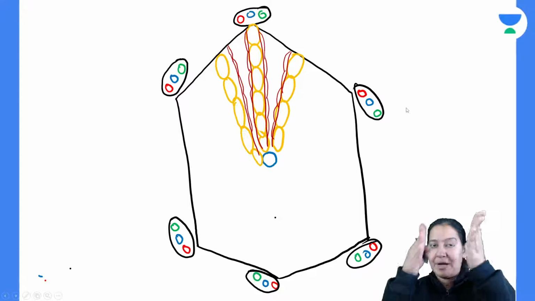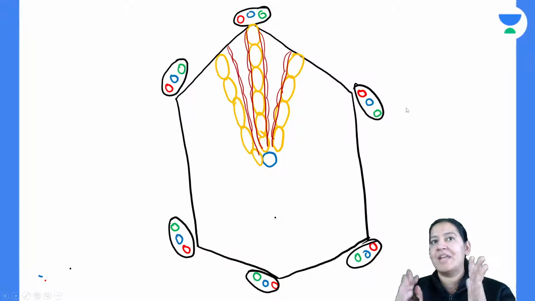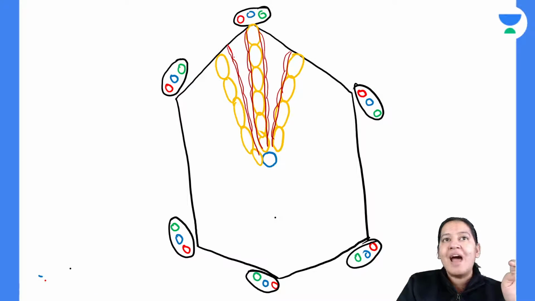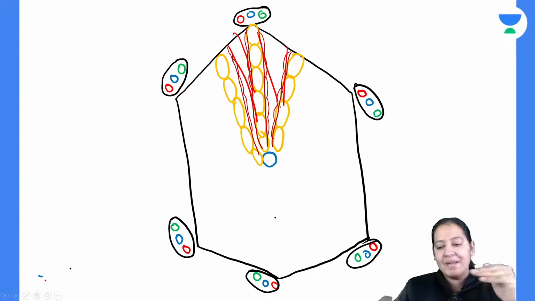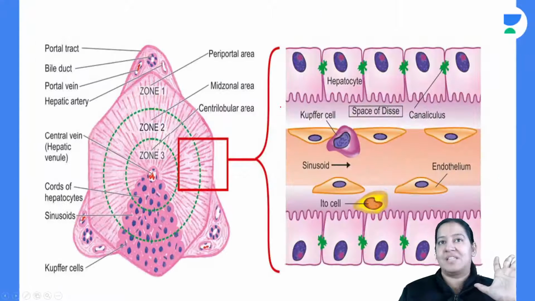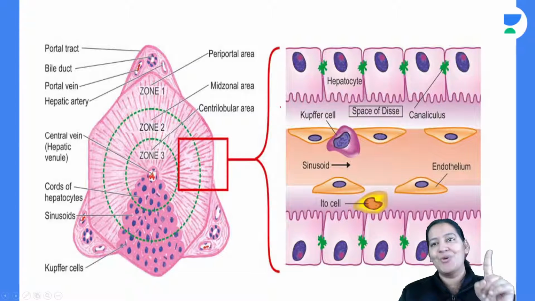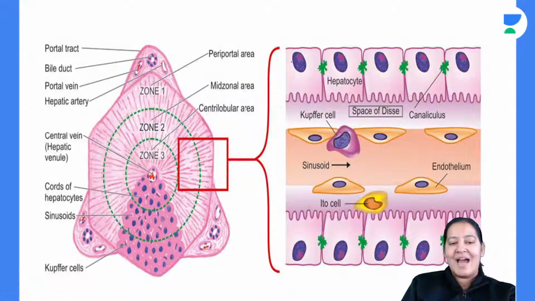Between two adjacent hepatocytes, there is a sinusoid, that is a blood capillary which is lined by endothelial cells. So this is one sinusoid, this is another sinusoid, and these are lined by the endothelial cells with scattered Kupffer cells. The Kupffer cell will come in today's role. So you can understand it like this.